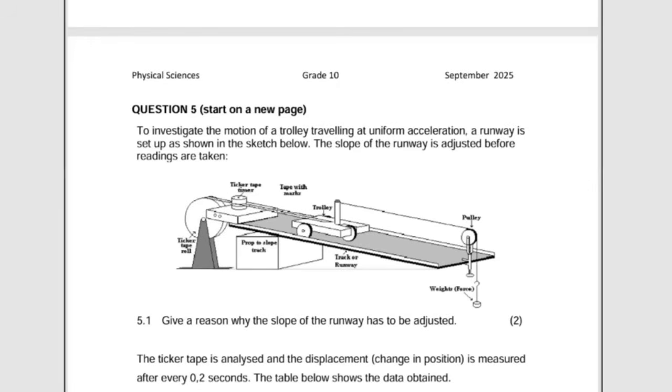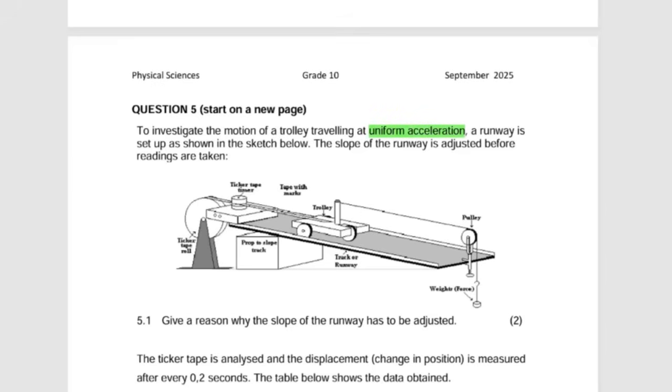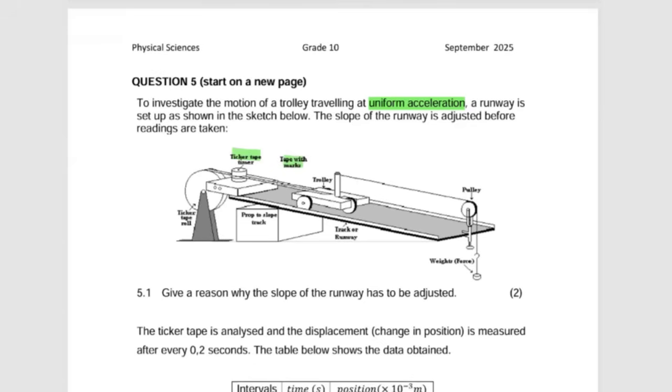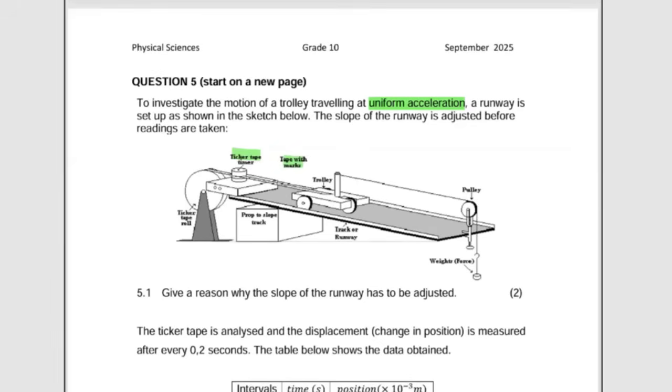Question 5. To investigate the motion of a trolley traveling at a uniform acceleration, a runway is set up as shown in the sketch below. Then the slope of the runway is adjusted before readings are taken. So now what we have is a pulley running up a ticker tape timer, and we also have our tape with the marker. Can you see they formulated an inclined plane? This is the horizontal part, and then we have an angle theta.